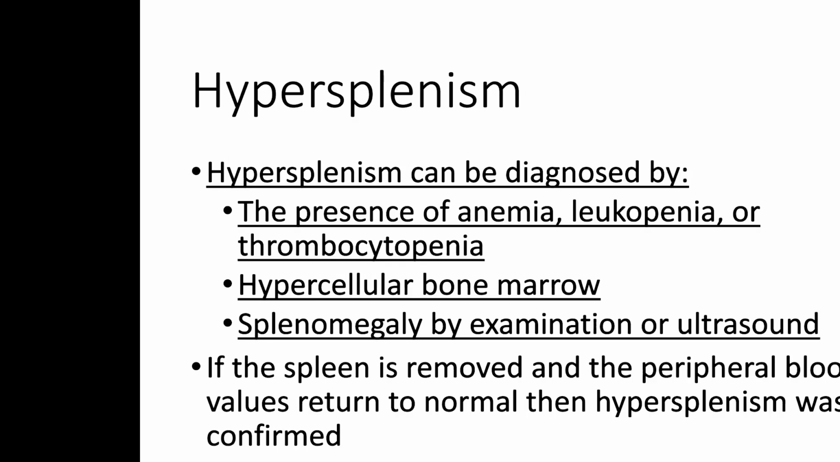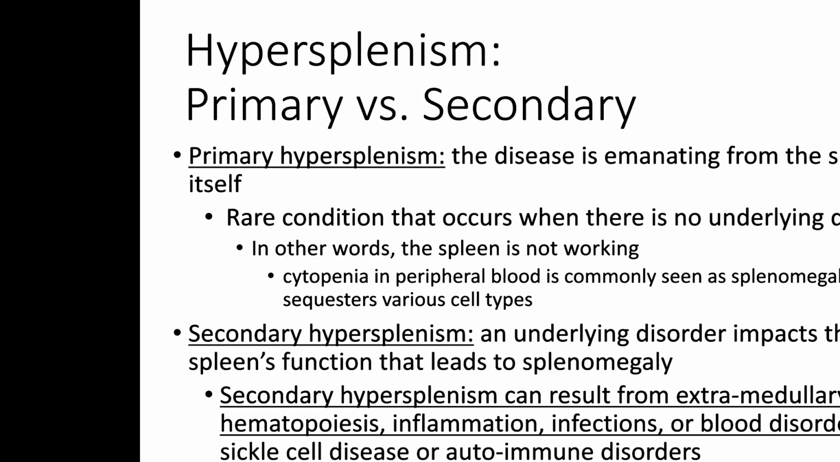Again, hypersplenism can be diagnosed by either the presence of anemia, leukopenia, and/or thrombocytopenia. You'll also see a hypercellular bone marrow as it's trying to make up for the amount of red cells that are being lost to the spleen. And if you do a physical examination or ultrasound, you might observe splenomegaly. If the spleen is then removed and the peripheral values return back to normal, then hypersplenism has been confirmed. If not, then you have bigger issues. But again, usually doctors will take great care to try to confirm all this before they even attempt a splenectomy.